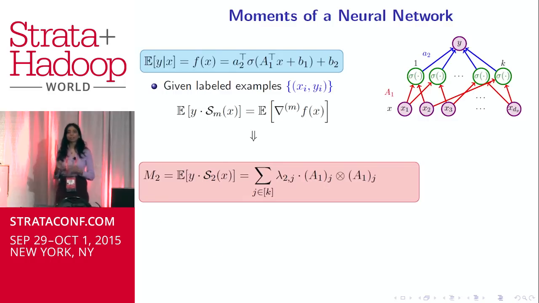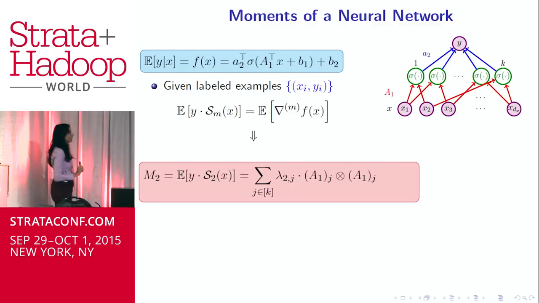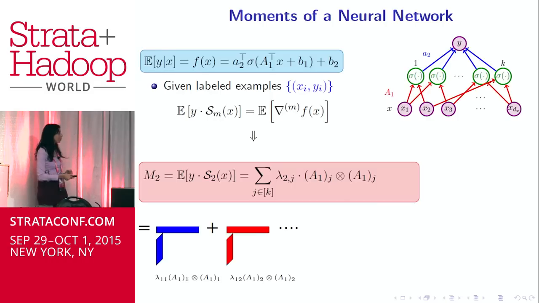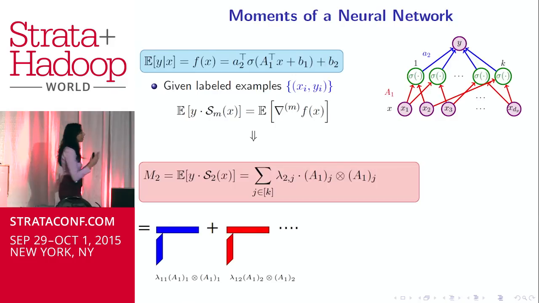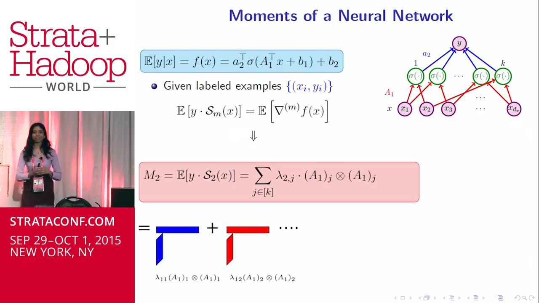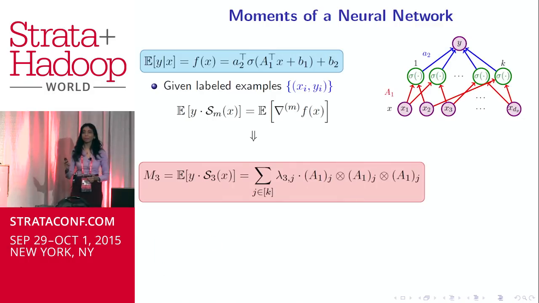On the other hand, now let's look at the second order moment, which looks at the correlation with the second order score function. In this case, you have a linear combination of rank 1 components, where each rank 1 component corresponds to one weight vector. Again, this is somewhat useful, but not completely. Because if you ask me, can I uniquely recover these weights from this matrix, in general, that's not the case. You can only recover it up to a linear transformation.